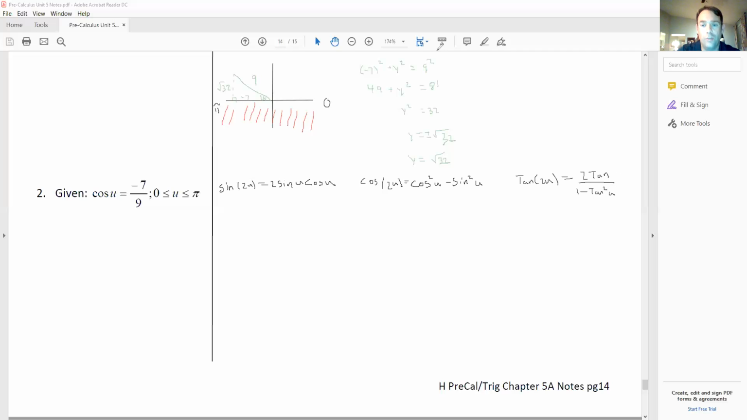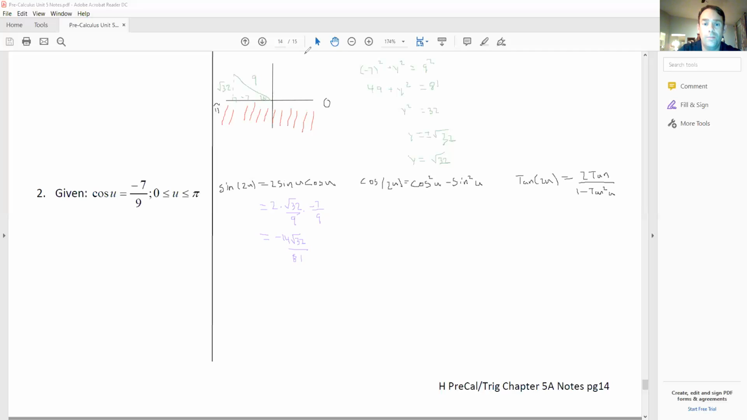All right, so let's plug these in again here. So 2 sine u cosine u, that's going to be 2 times sine u, root 32 over 9, times cosine u, which is -7 over 9. Overall, that'll be negative 14 root 32 over 81. And I don't need to worry about changing root 32 to 4 root 2. It's not on the unit circle, so don't worry about simplifying.